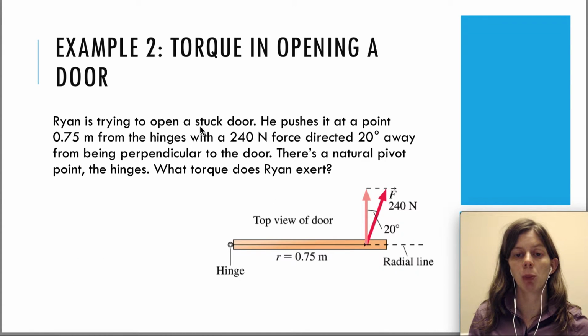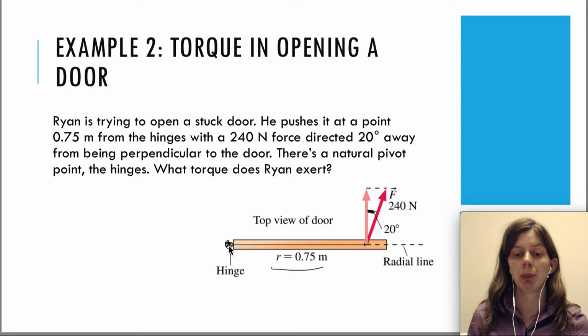Ryan is trying to open a stuck door. He pushes it at a point 0.75 meters from the hinges. That's our distance R, it's given here, with a force F of 240 newtons, directed 20 degrees away from being perpendicular to the door. So we're given this angle here. So there's a pivot point, the hinges.